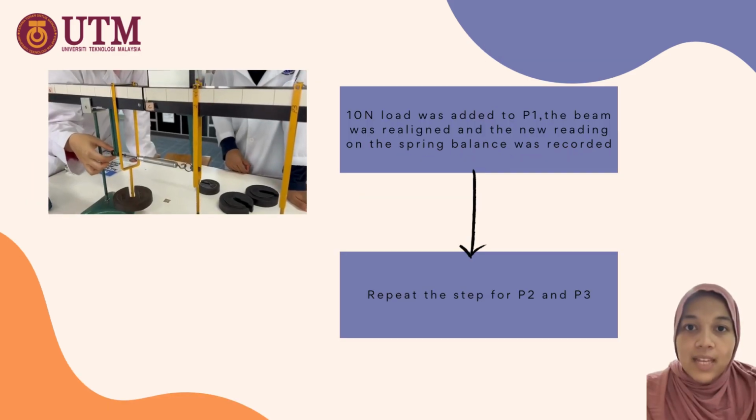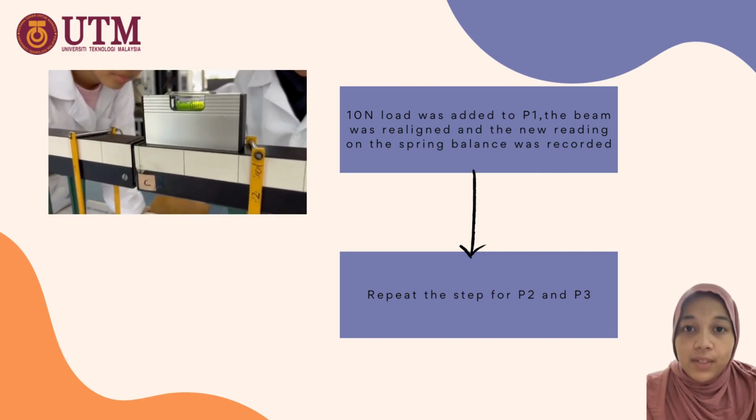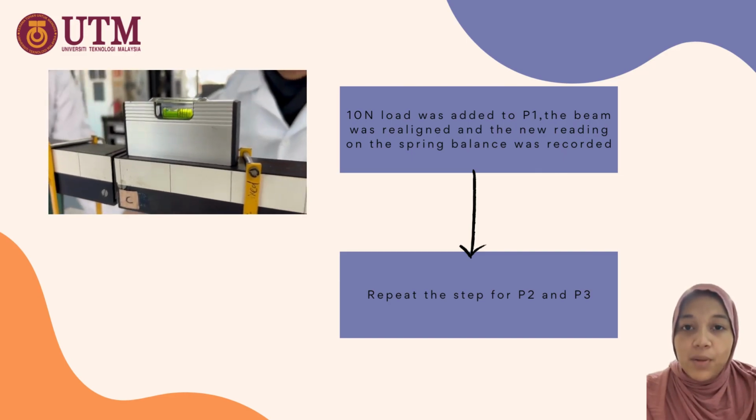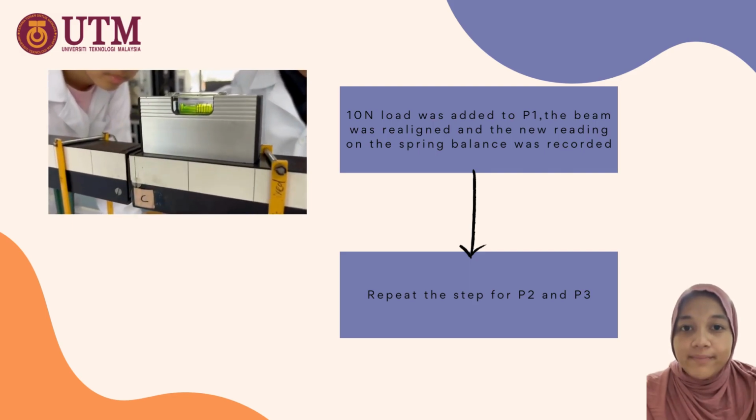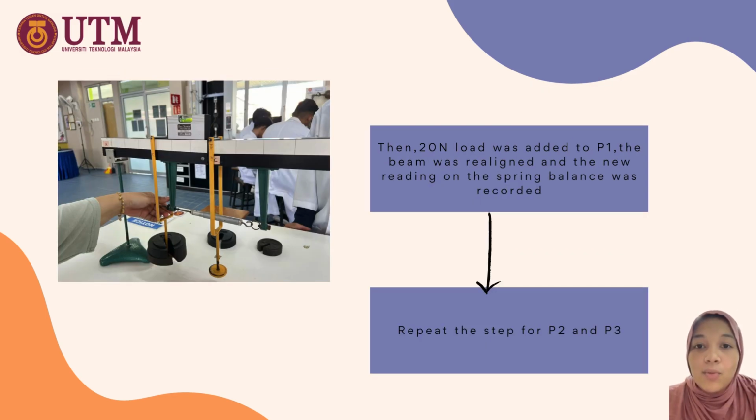A 10 Newton load was added to P1, the beam was realigned, and the new reading on the spring balance was recorded. Repeat the step for P2 and P3. Then 20 Newton was added to P1, the beam was realigned, and the new reading on the spring balance was recorded. Repeat the step for P2 and P3.